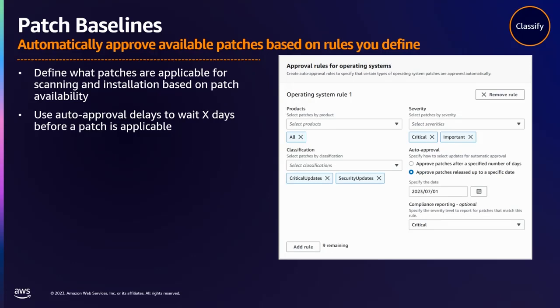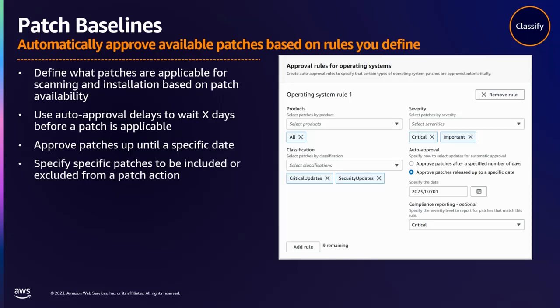But we also have some other features like auto approval delays, date. You can specify a specific date that you want to provide approval for by specifying the date on the right hand side of that image that you can see. Another option that we have, which isn't present in this screenshot, is the ability to specify specific patches to be included or excluded. So if for whatever instance, for whatever reason, you need to specify a specific patch you want installed or not installed for a specific reason, there are additional features in patch baselines that will enable you to do that.